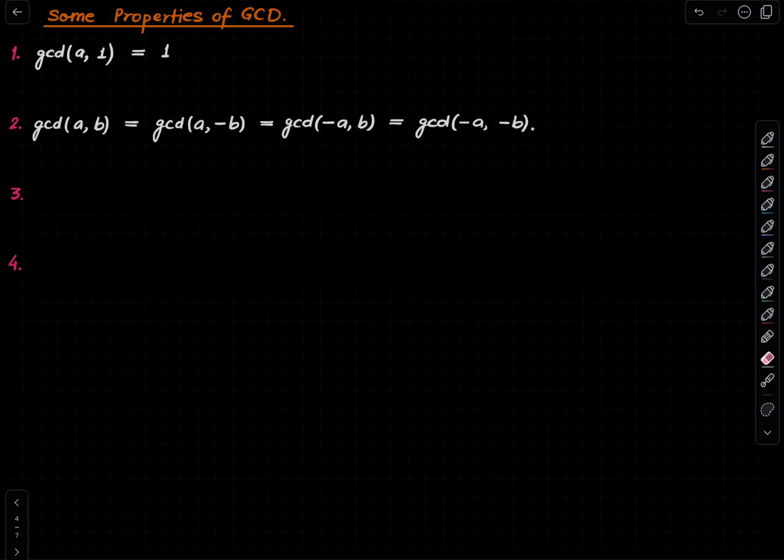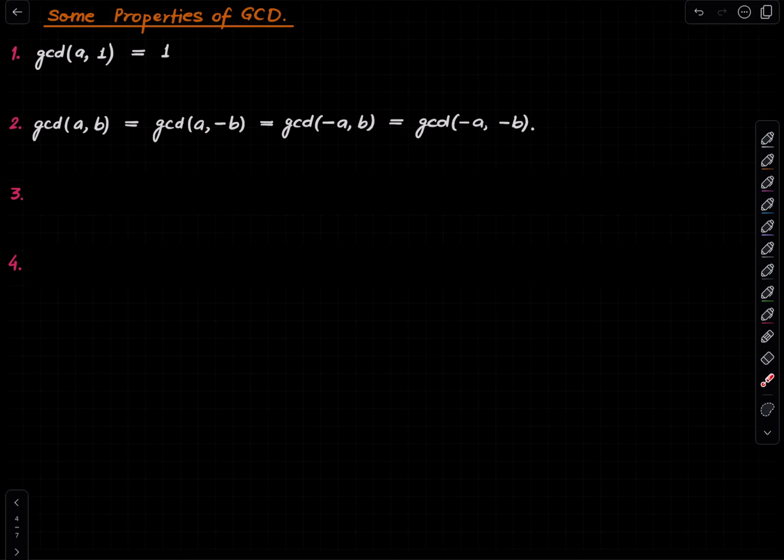The second property: you take 2 integers a and b, not both 0, then their GCD is the same even if you flip one sign or you flip both signs. Either you flip one sign or both signs or no signs, it's the same. The GCD is unaffected by changing signs.